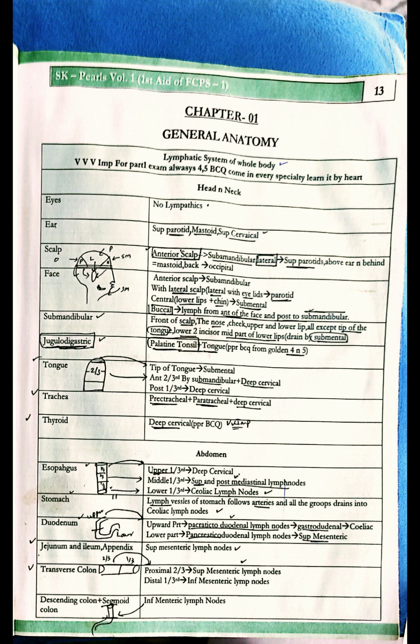And that's it for the lymphatic system SK pearls. Let's recap the key tip. This topic is high yield, 4 to 5 MCQs in every exam. Memorize the drainage patterns. Think about clinical correlations like cancer spread or infections and practice with past papers.